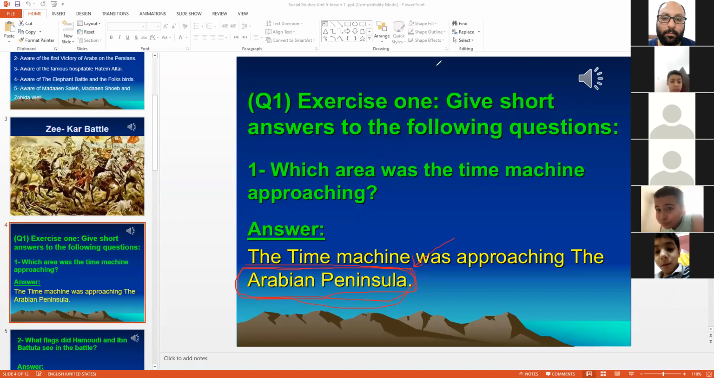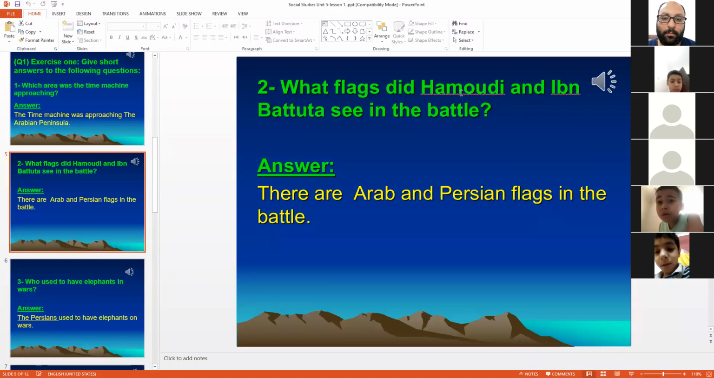What will he watch in this peninsula? He will reach the Dhikar battle. So let's move to the next page. What flags did Hamoudi and Ibn Battuta see in this battle? There are two flags because there are two parties in this battle. The first for the Arabs, the second for the Persians. So there are two flags here, the Arab flag and the Persian flag.